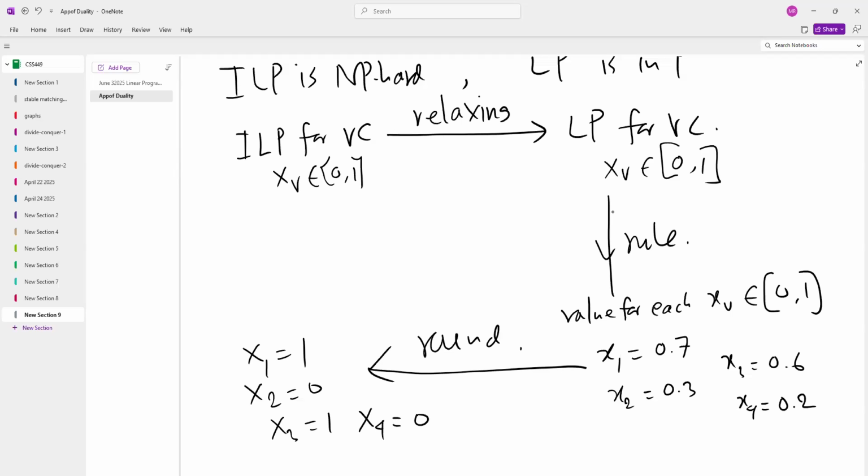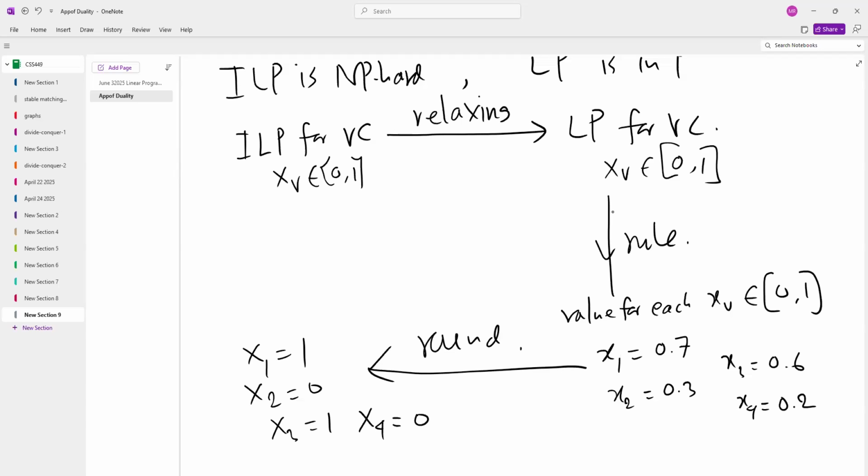Okay? But this is basically our approximation algorithm. My approximate solution is: I know ILP is NP-hard. I cast the VC problem as an ILP. I relax it to be a linear program. I solve the linear program using ellipsoid.